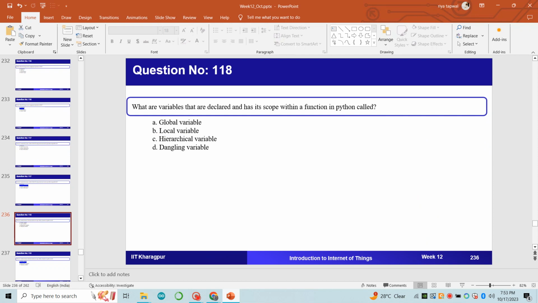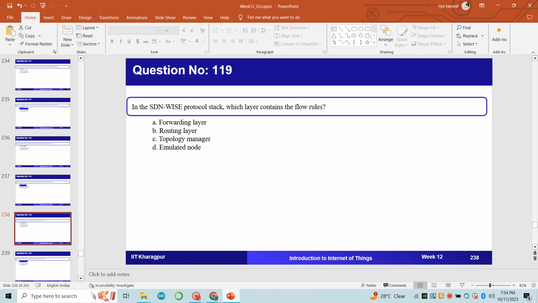Next question is, what are variables that are declared and have their scope within a function in Python called? Options are global variable, local variable, hierarchical variable, dangling variable. Anyone? So correct option for this is B, that is local variable.